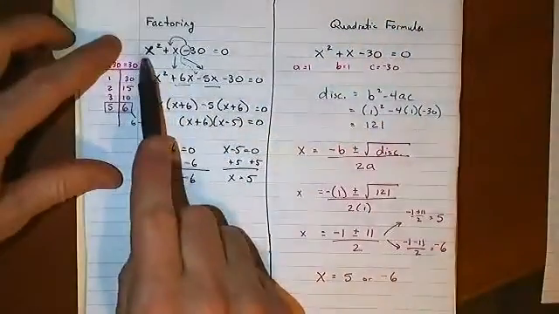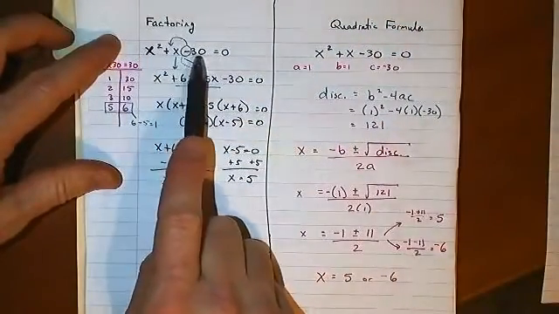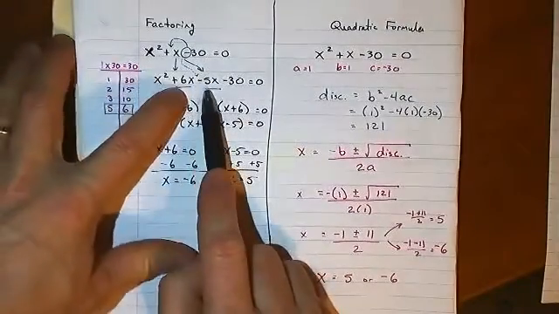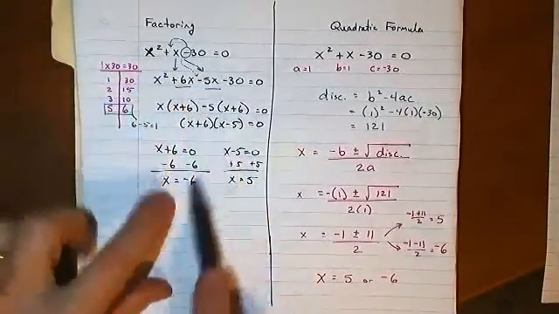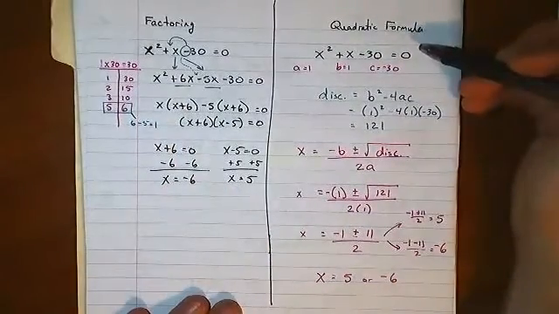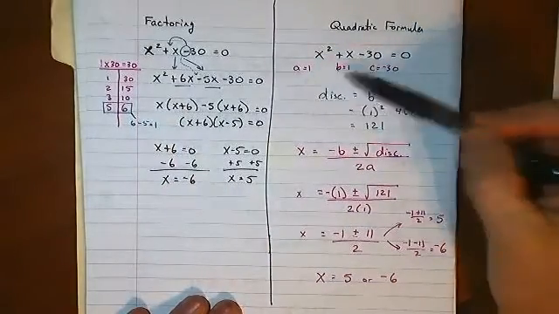So first I multiplied the first number, the 1, times the last number, 30, 1 times 30, found all my factors, broke up my middle term, did grouping, got the answer. Okay, that's one option. Or quadratic formula, I found my value of A, B, and C.